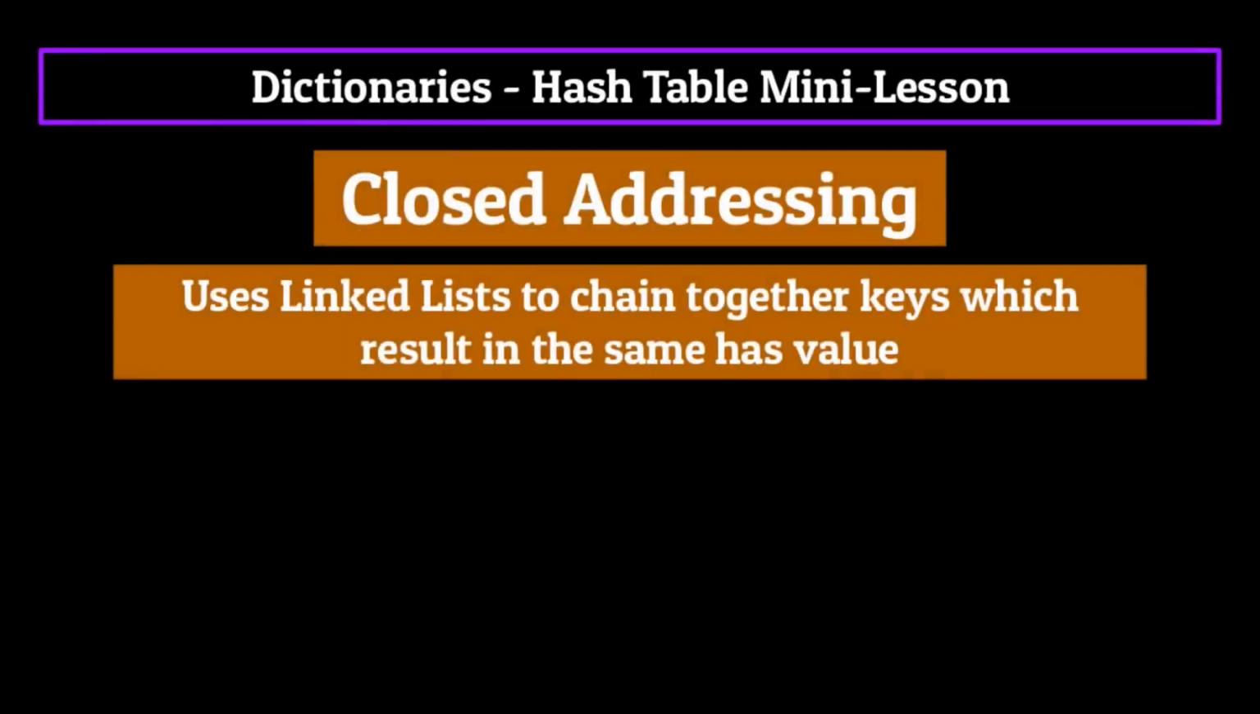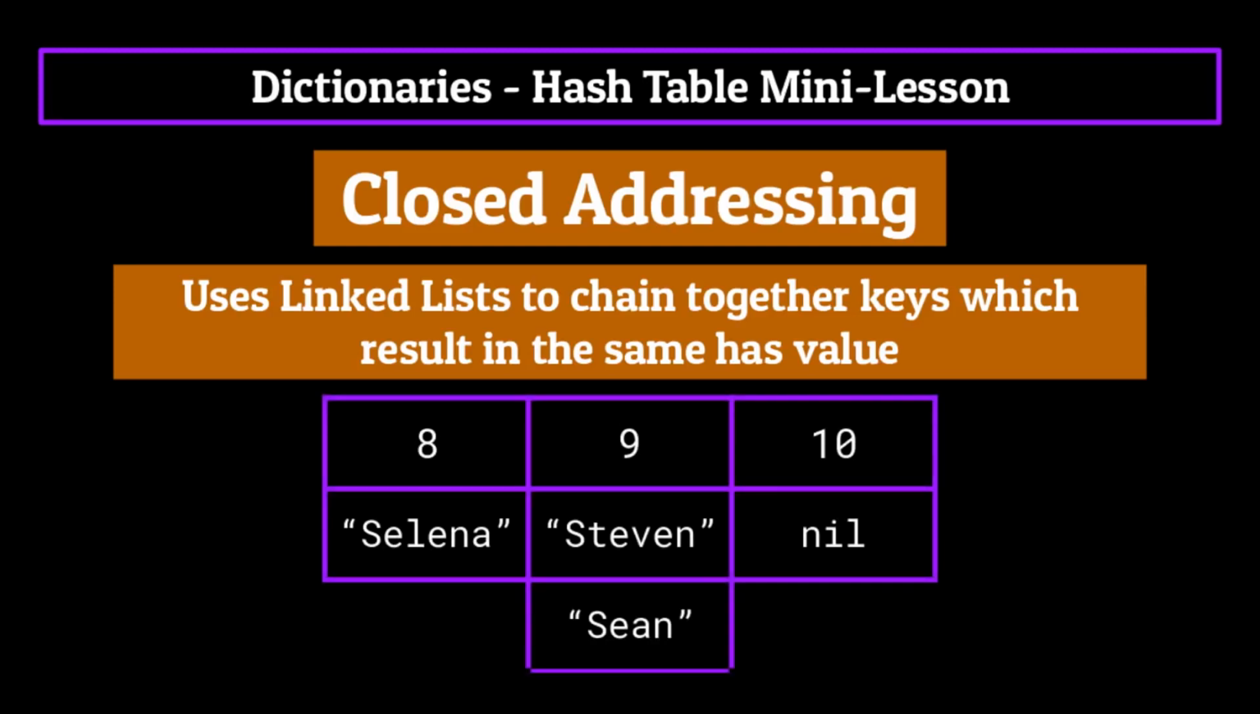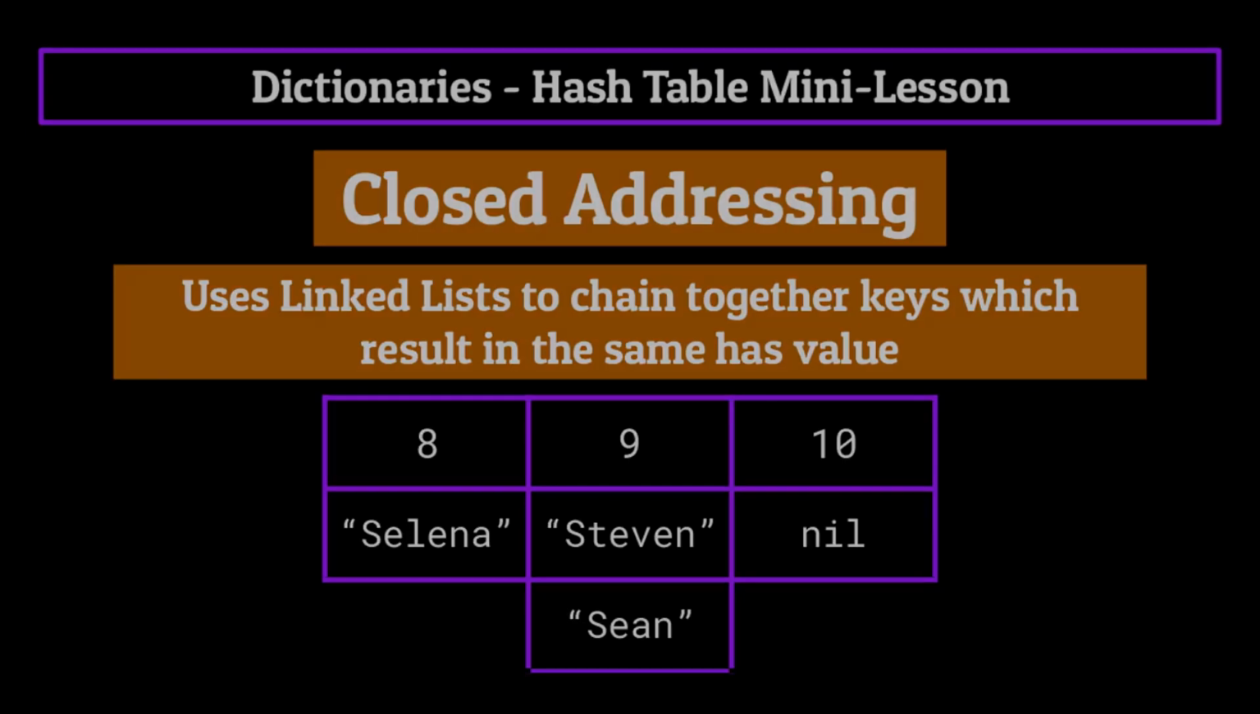Closed addressing uses linked lists to chain together keys that result in the same hash value. So the keys Stephen and Sean would get stored together in a linked list at index location 9. The main drawback to this is that whenever we want to interact with the value stored within a key value pair for either Stephen or Sean, we end up having to look through the linked list for that piece of data that we want. If there are 200 keys hashed to one index, that's 200 keys we might have to search through to find the one that we want, and that's not very good.